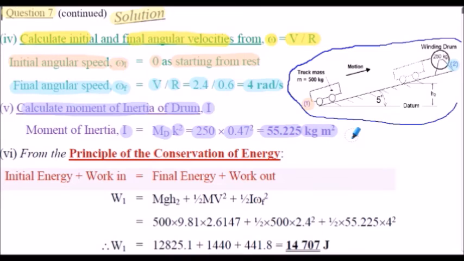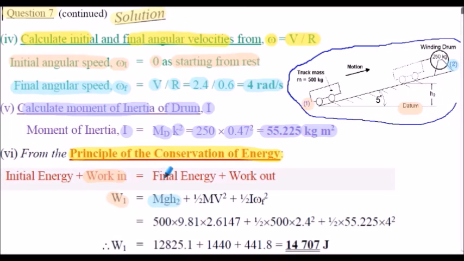Now we can apply our principle of conservation of energy as outlined on the previous slide. We know that the only term on the left-hand side of the equation is the work into the system. In this particular case, there's no energies at the bottom of the incline for the truck because it's stationary and it's on the datum that we chose to use. And on the right-hand side, we have our potential energy because the truck is now height h2 above the datum. We have the linear kinetic energy because the truck has a linear velocity. And there's also an angular kinetic energy associated with the winding drum.